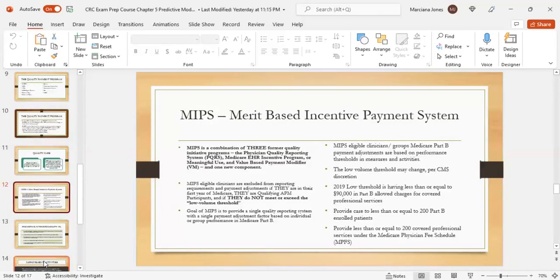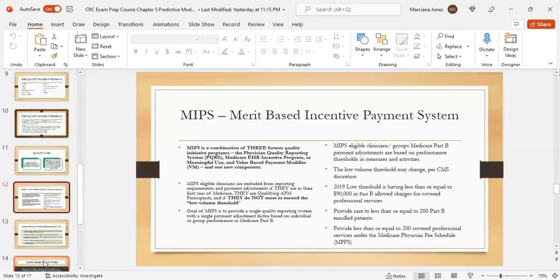The 3 different programs used to be the Physician Quality Reporting System, Medicare EHR, which is Electronic Health Records Incentive Program, or the meaningful use, or value-based payment modifier, VM, and one new component. But they combined it to MIPS.